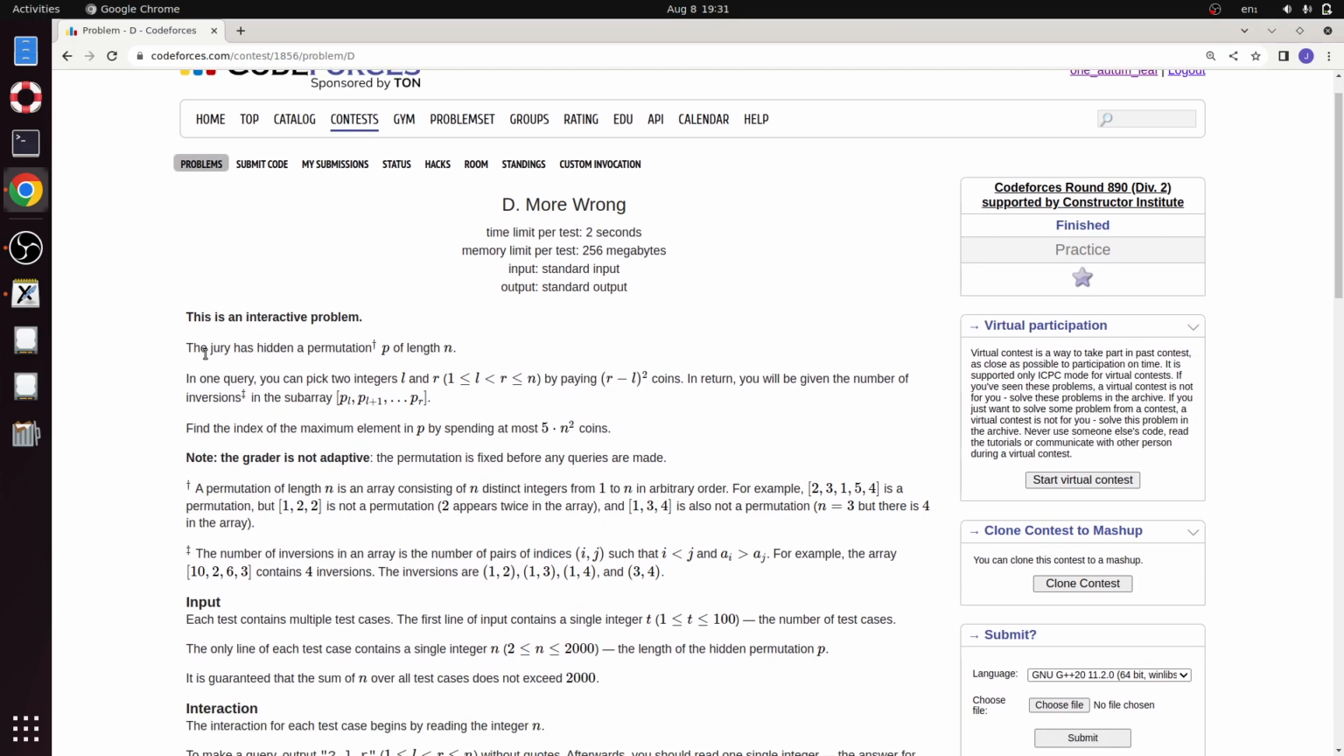The problem statement says that the jury has a hidden permutation P of length n and we can ask certain queries. Each query is of the form of two integers L R, basically a range. L is between 1 and n minus 1 and R is strictly greater than L and at most n. And the cost of this query is (R minus L) squared coins.